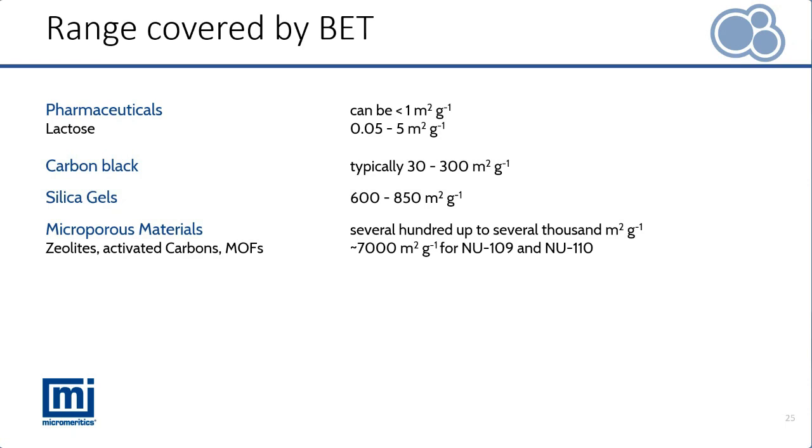And the highest surface area materials are microporous materials like zeolites, activated carbons, and metal organic frameworks, also called MOFs. The two MOFs, NU-109 and NU-110, are reported to show BET surface areas of up to approximately 7,000 square meters per gram. That means 1 gram of sample would cover about 1.5 American football fields.